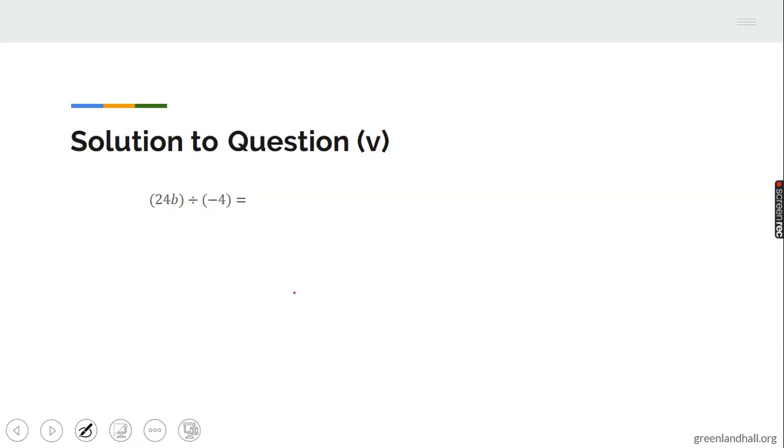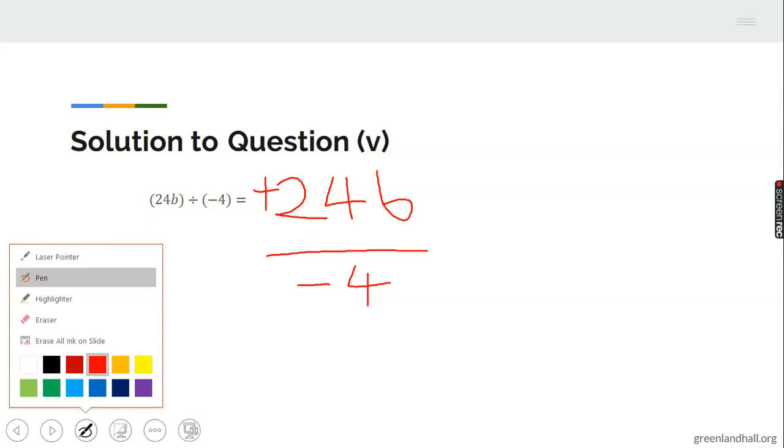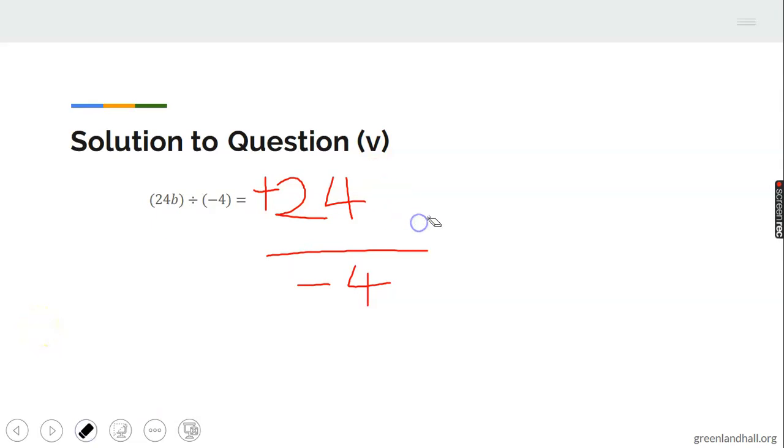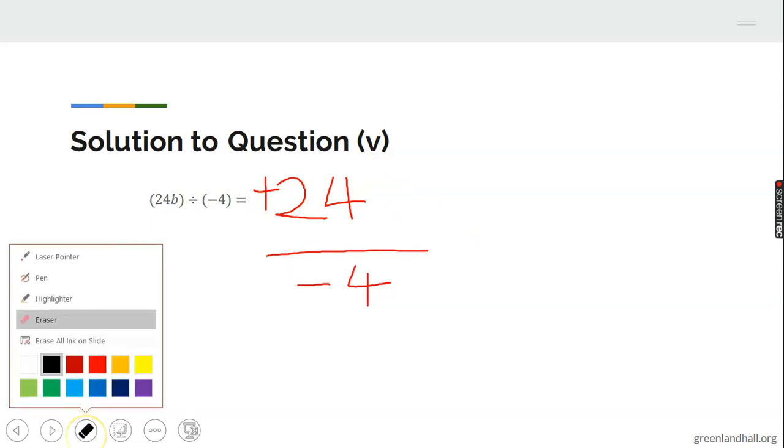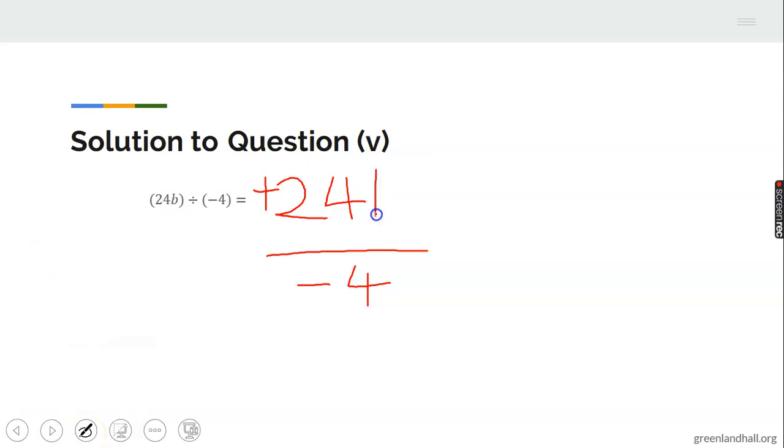We have 24b divided by minus 4. 24b. 24 is standing with a positive sign. So you understand? Divided by minus 4. You see? Don't mind my writing of 24b. I should clean it and write it very well so that you can see. This is letter B.